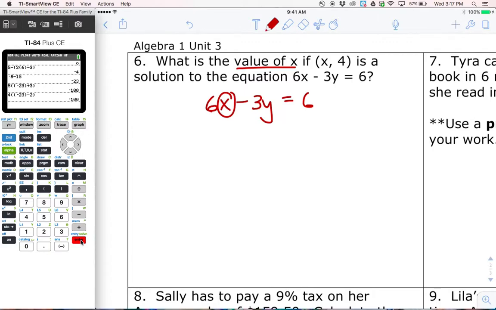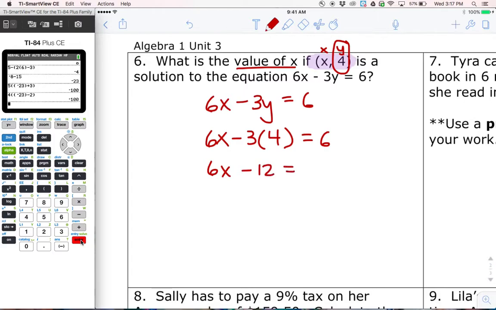So what you guys have to remember is that they gave us this information right here. X comma 4 is part of the solution. What they're really telling us is that they want us to use 4 for y, right? Because that 4 is in the spot where y usually is. So instead of 6x minus 3y, they're telling us to use that number for y. So I'm going to use 4. So I've really got 6x minus 12 is equal to 6.